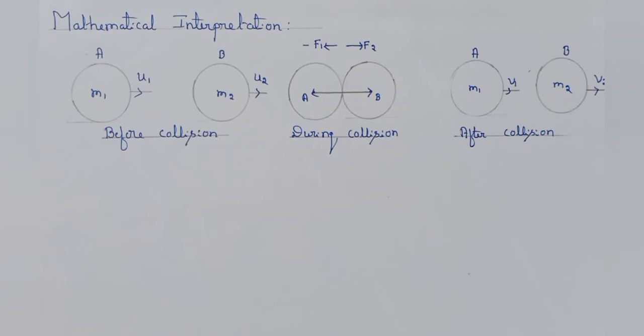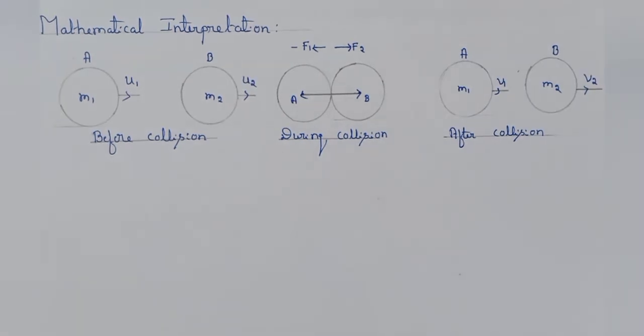Consider a system consisting of two bodies A and B of masses m1 and m2 moving with initial velocities u1 and u2 respectively. At the time of collision, body A exerts a force F2 on body B and body B exerts an equal and opposite force F1 on body A. Let v1 and v2 be the velocities of bodies A and B respectively after collision.